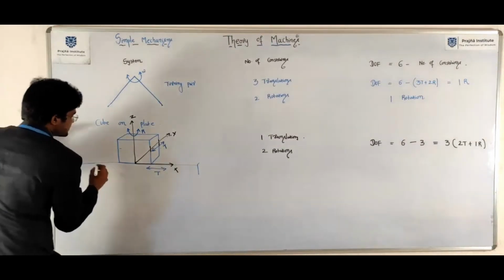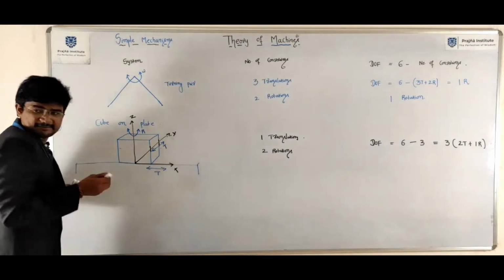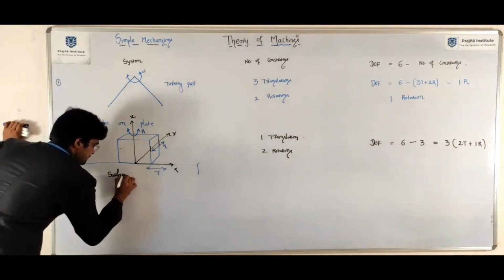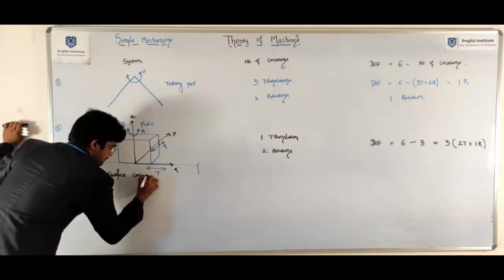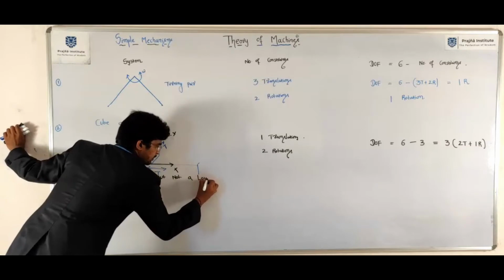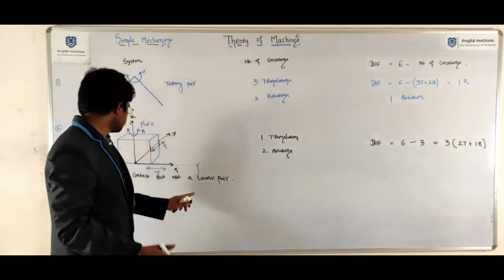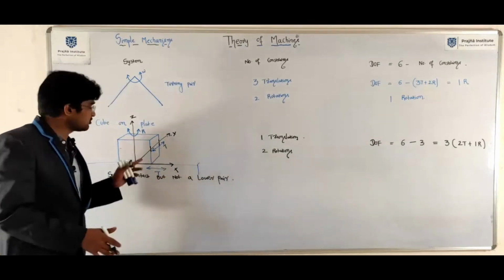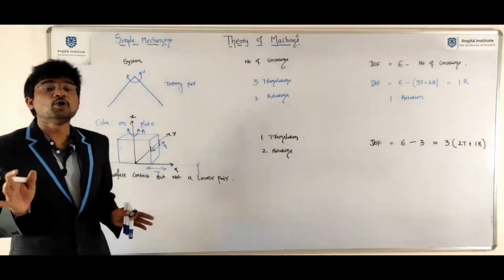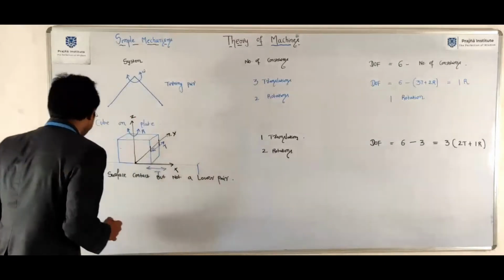Here it is surface contact, but not a lower pair. Lower pair means 1 degree of freedom. It is surface contact between the cube and plate, even though it is not a lower pair. Surface contact but not a lower pair. Next.